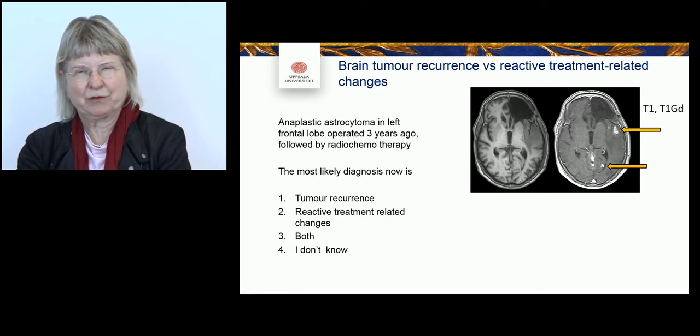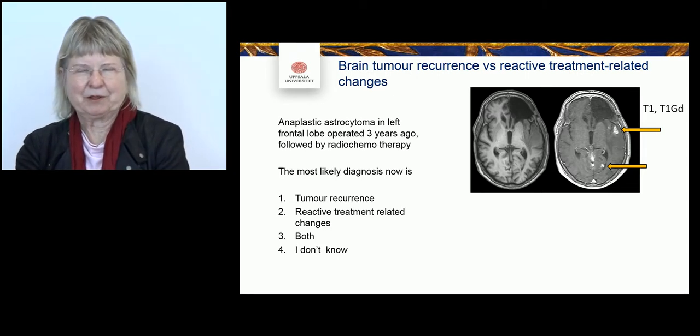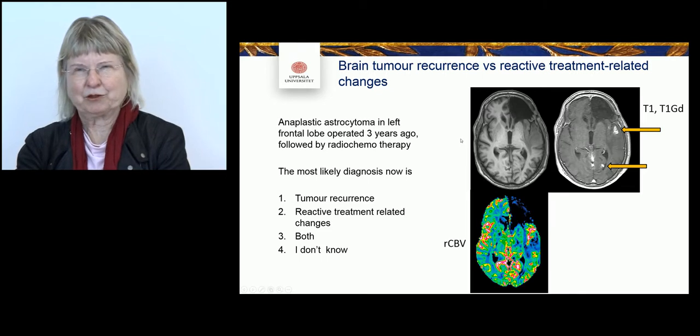This is not a real quiz, but you can think what you would presume to be the most likely diagnosis. Could it be tumor recurrence, reactive treatment-related changes, both, or maybe you don't know at all? And I must admit I don't know either, because we just have these images. So we need to add some other tools to help us. We performed a fusion MRI with calculated rCBV maps.